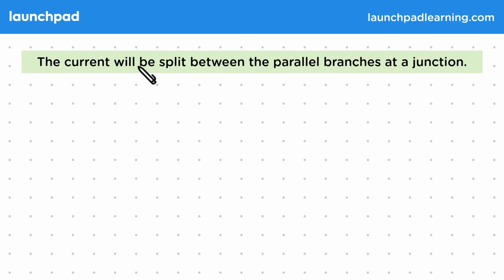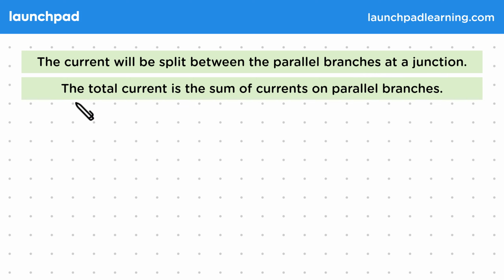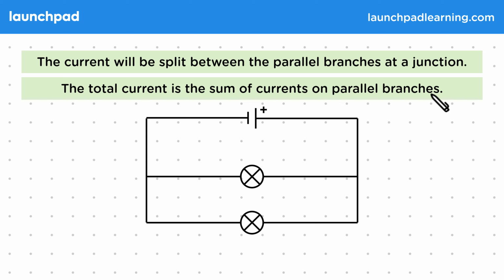The current will be split between the parallel branches at a junction. Remember, this is because charge carriers will travel down different branches of the circuit. And then, the total current is the sum of currents on parallel branches. Let's look at another parallel circuit and understand what's happening to the current.